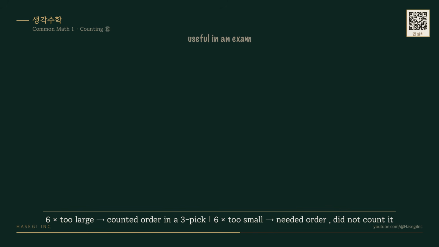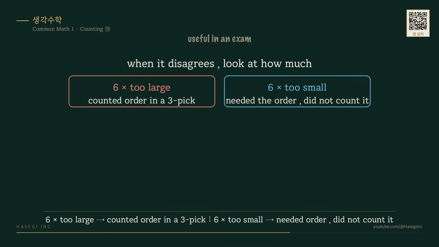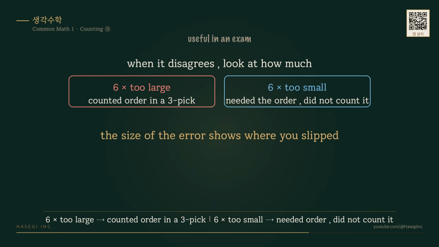That property is genuinely useful in an exam. When your answer disagrees with the key, look at how much it disagrees by. 6 times too large means you counted order in a 3-pick problem. Twice too large points at a 2-pick problem. And if your answer is 6 times too small, you needed the order and treated it as a combination instead. The size of the error tells you exactly where you slipped.